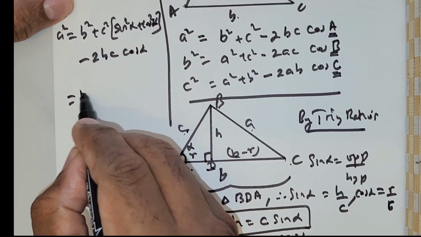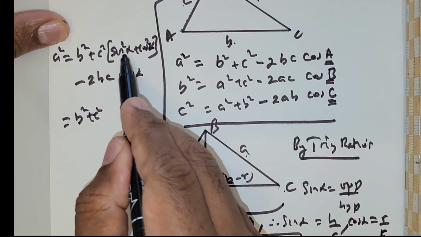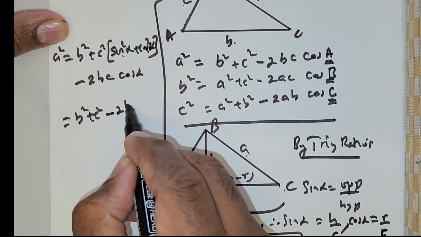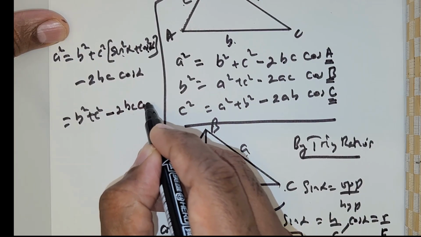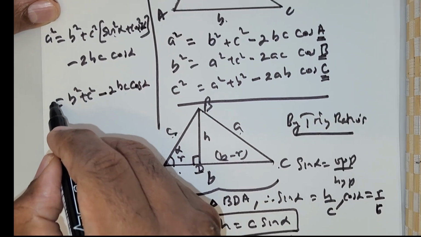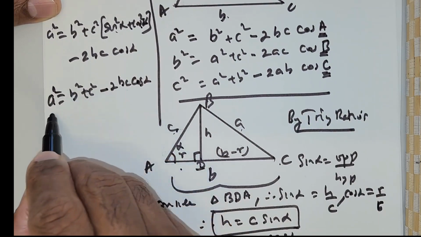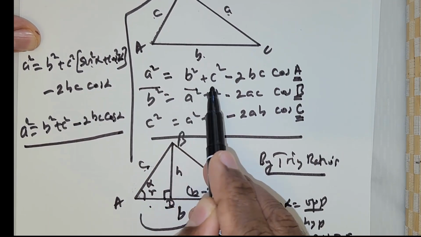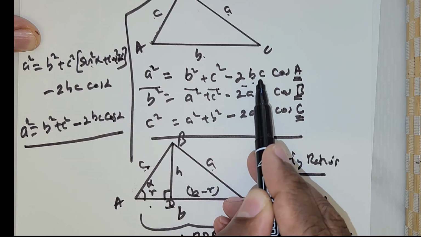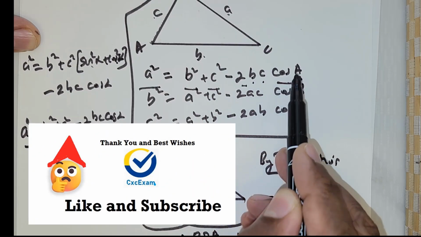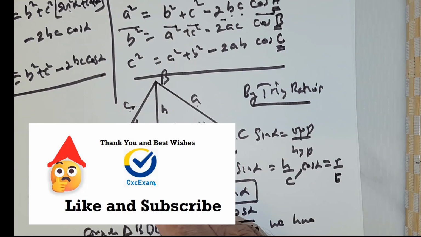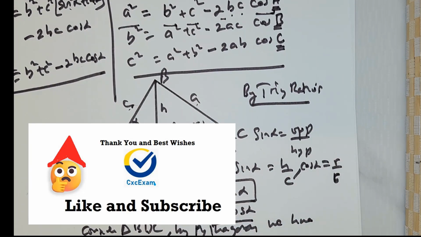Now what is this? b squared plus c squared. Sine squared plus cos squared is 1. That's the reason I got c squared here, followed by negative 2 times b times c times cos alpha. This is equal to a squared. So what you got here: a squared is equal to b squared plus c squared negative 2 times b times c times cos alpha. Alpha, in this case, is A. A is this angle. So that is the proof for the cosine rule.